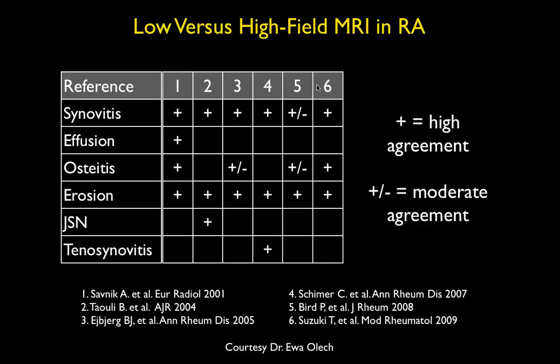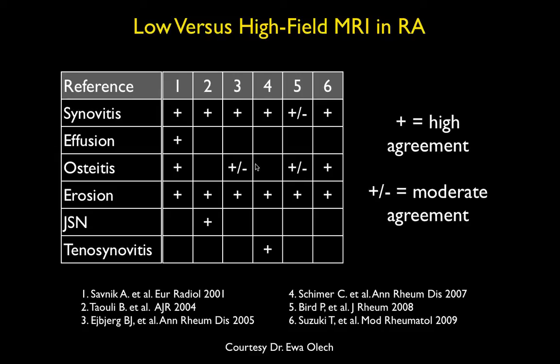So then there are papers that have looked at high field versus low field, looking at synovitis, effusions, osteitis, erosions, and so forth. And generally, what's found is for erosions, the field strength isn't that important. For synovial thickening, the field strength isn't that important, though you can see it better, especially with contrast at high field. I think everybody would prefer high field if you're looking at that.